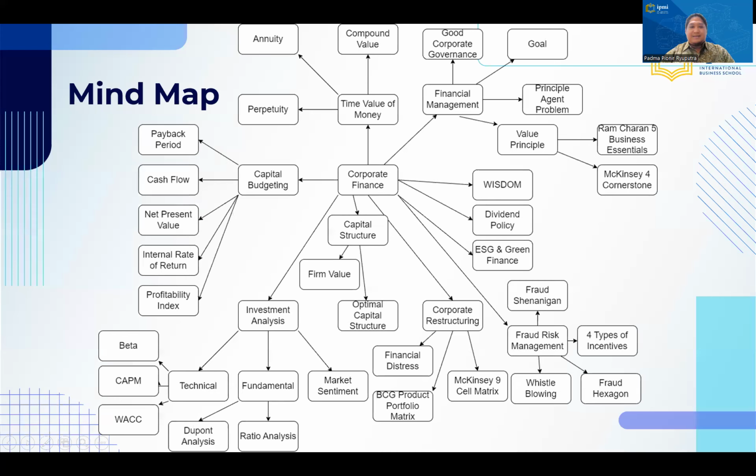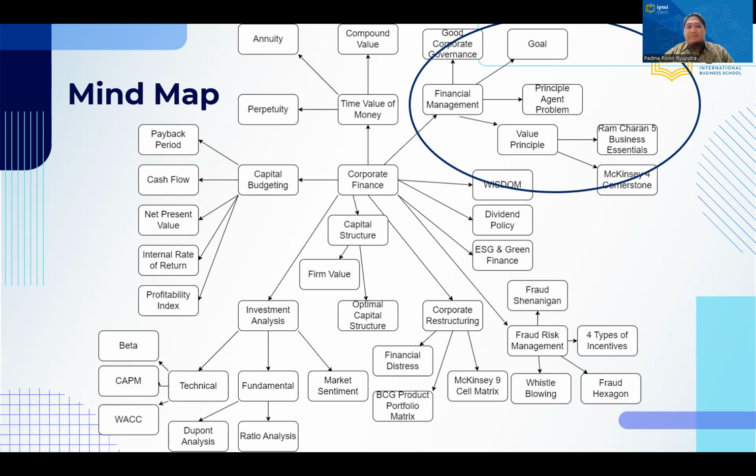So this is the mind map that we have for his class. The middle part is corporate finance as the core subject, and we learn a lot of stuff basically from Professor Roy's class, including financial management, time value of money, capital budgeting, investment analysis, capital structure, corporate restructuring, etc. Today I'm going to talk with you one by one about the specific key points. Let's go to the first part.